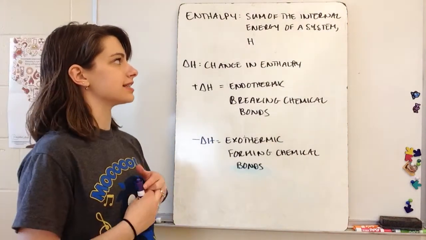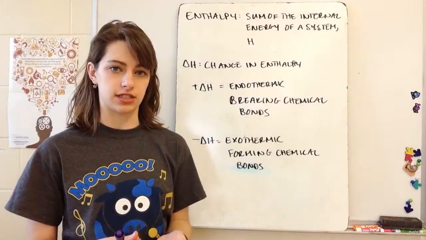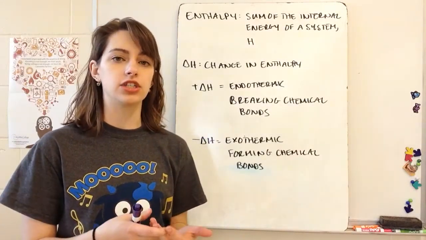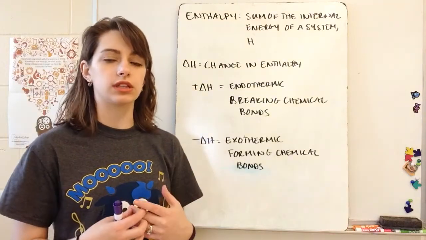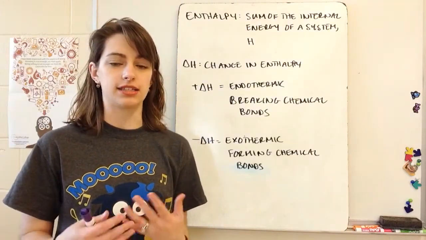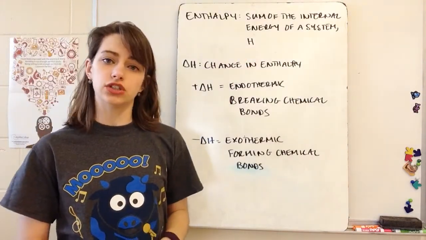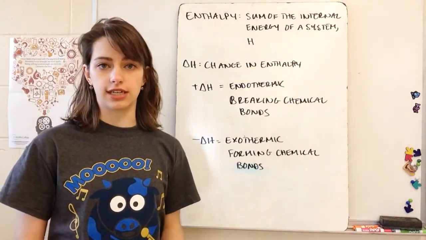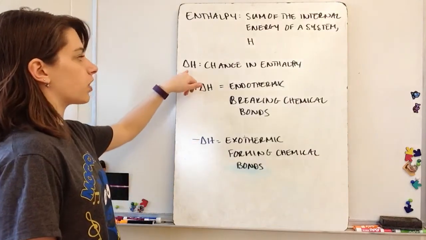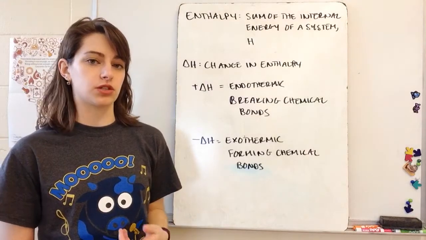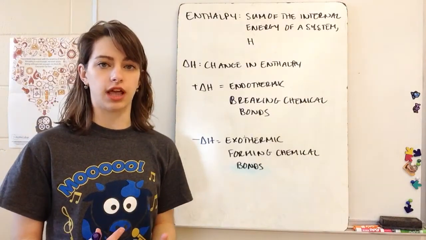And enthalpy is the sum of the internal energy of a system. So we're looking at the energy inside the bonds, the energy that's used or released forming and breaking bonds. That's what we're focusing on here. The symbol for this energy is a capital H. So capital H is related to enthalpy. We're going to most often use something called delta H, which is a change in enthalpy. So we're looking at that change in the internal energy of the system.